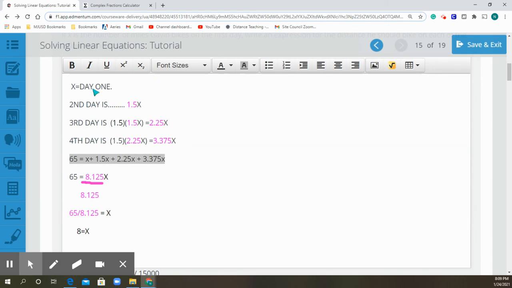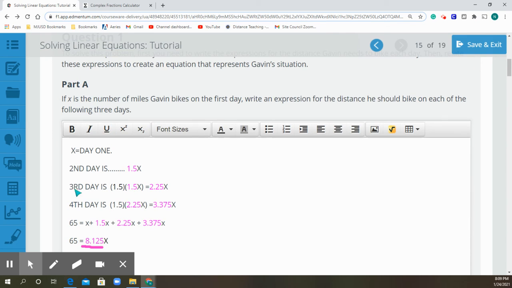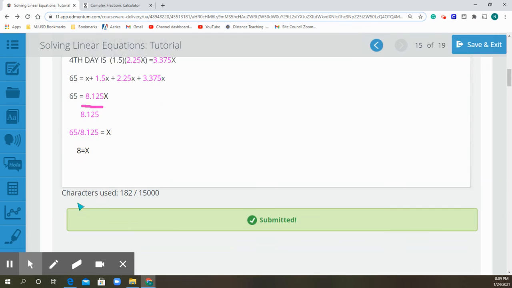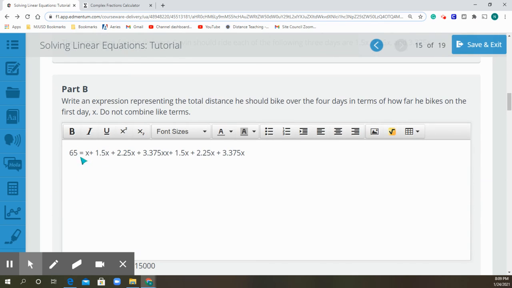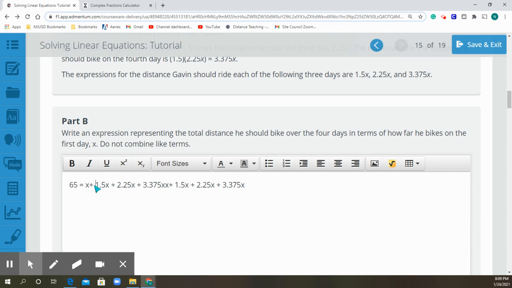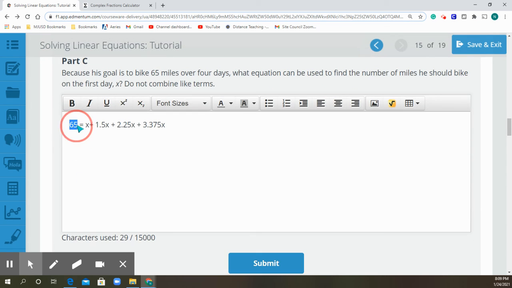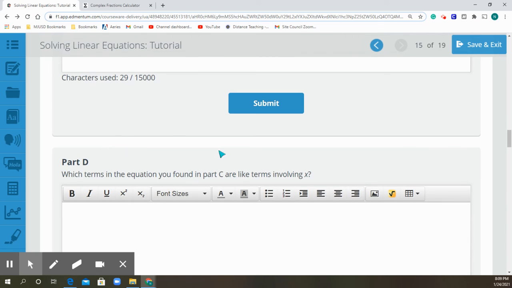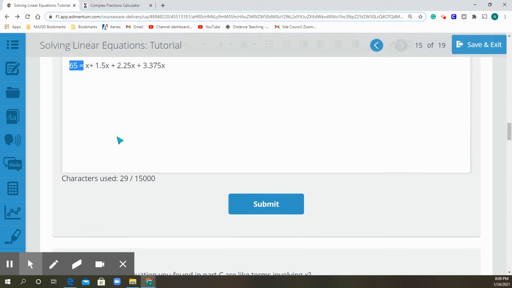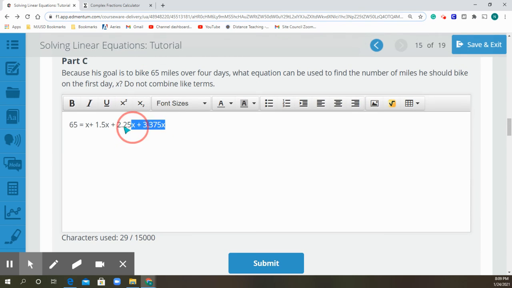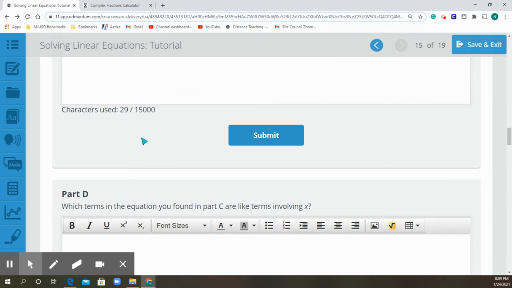Unfortunately, because for me it's easier to work step by step, they broke it down. Part A is to here. Part B was to here. Part C adds the 65 part on there. Which terms in the equation you found in part C are like terms involving x? These are all the like terms involving x.